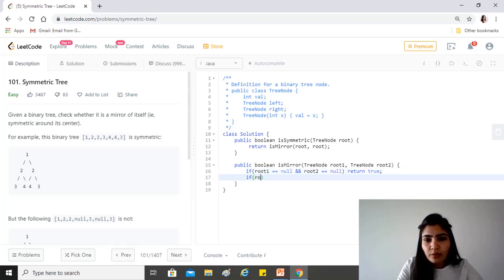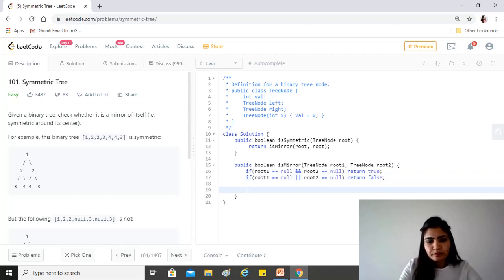Otherwise, if both of them are null, that will be captured in the above condition and true will be returned. After that, we want to check that it should not be the case that either of them is null and the other one is not. In that case, we have to return false because one is non-null and one is null. And then we compare their values. So root1 dot value should be equal to root2 dot value. If they are non-null, their values should be equal.